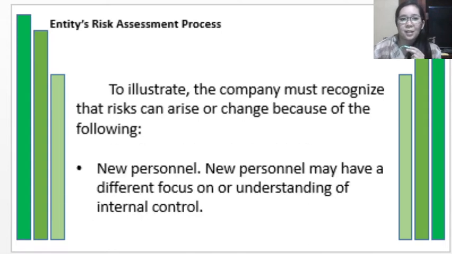Another instance is new personnel. When there is new personnel that comes into the entity, they might have a different focus or understanding about the internal control. That's why a stringent recruitment selection process should be implemented, so the most qualified person in the post will be hired, and at the same time they will consider the person's attitudes and ethical behavior and make sure that it aligns with their organizational objectives.